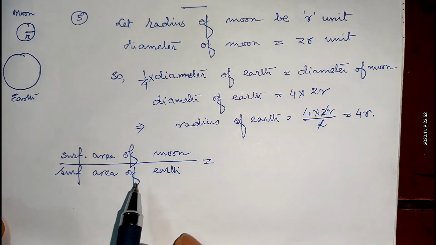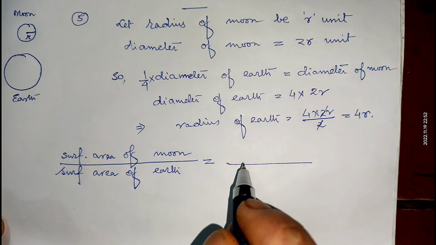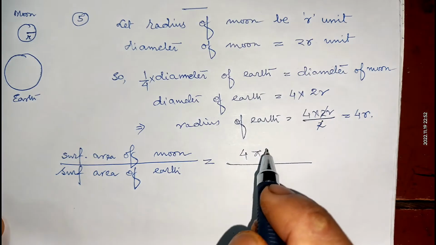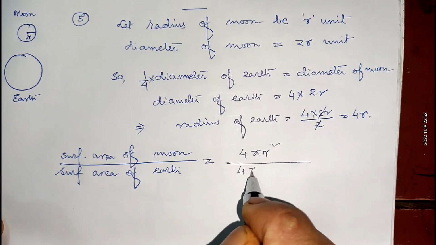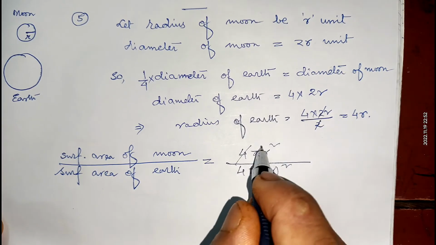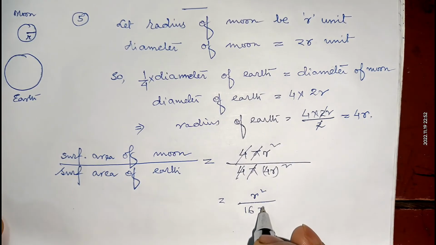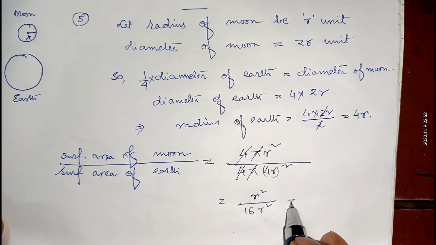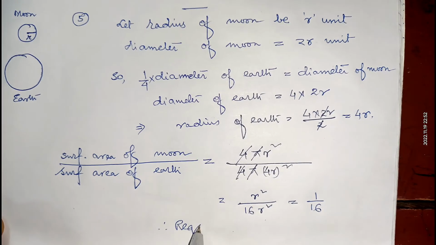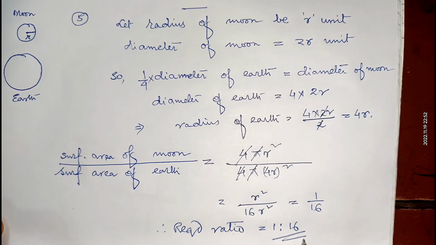Now we have to calculate the ratio of the surface area of the moon to the surface area of the earth. We know the surface area of a sphere is 4 pi r square. So for the moon it will be 4 pi, and the radius we have considered is r, so it will be r square, by 4 pi. In case of the earth, the radius is 4r, so it will be 4r whole square. This 4 pi can be cancelled, so it will be r square divided by 16 r square. Again r square can be cancelled, so it will become 1 by 16. Therefore the required ratio is 1:16. This is the required answer.